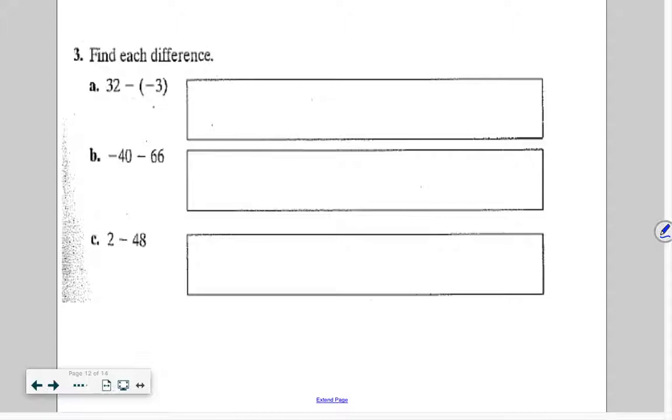Okay, so look, find each difference. Difference means to subtract, right? So, I see a subtraction sign and a negative sign, so we can make it one great big plus sign, can't we? That's changing subtraction to addition and changing the sign of the second number. So what did my question just become? 32 plus 3. What is 32 plus 3? Equals 35, correct.